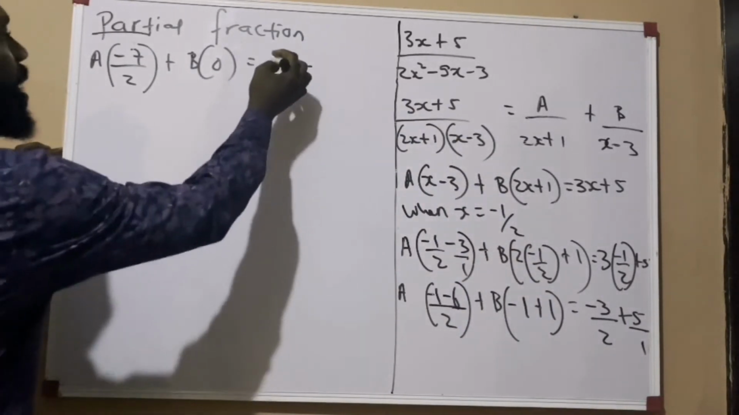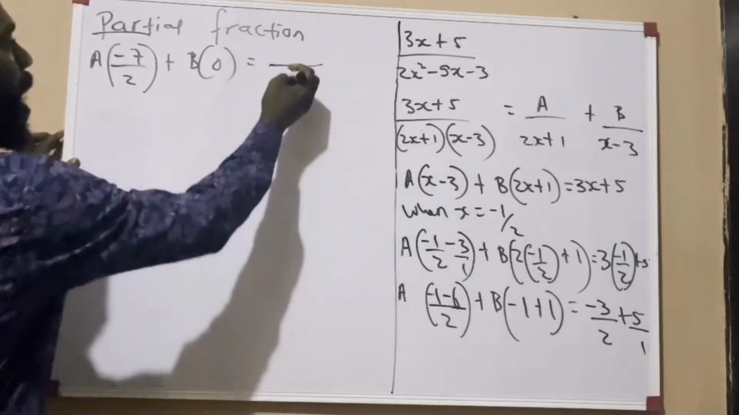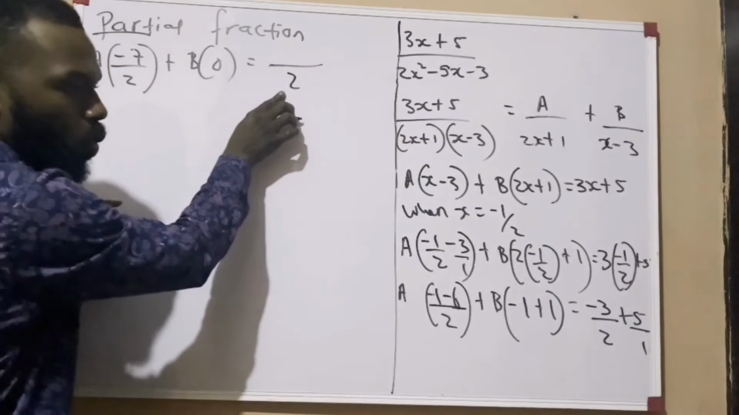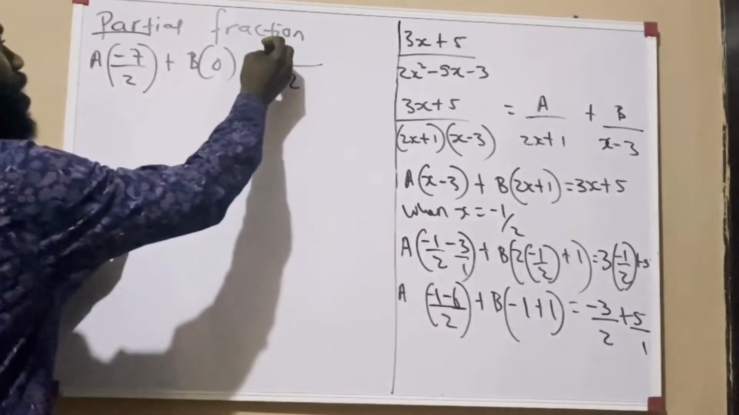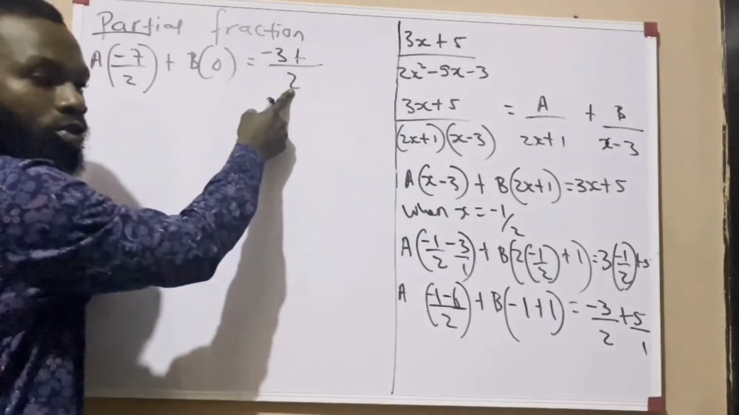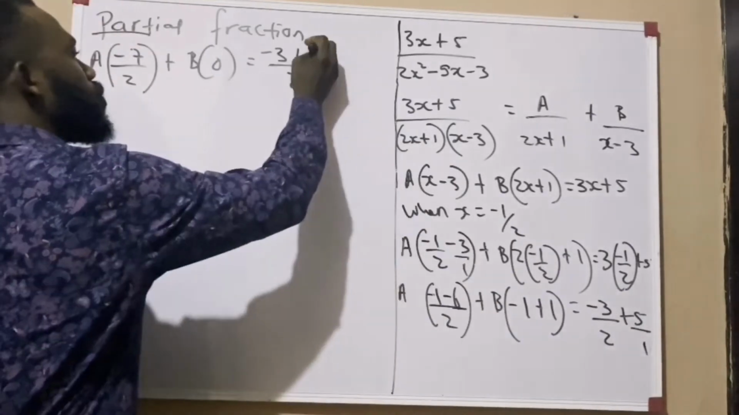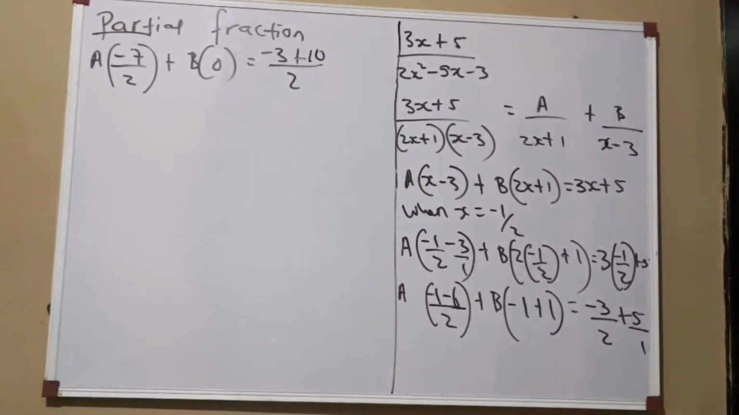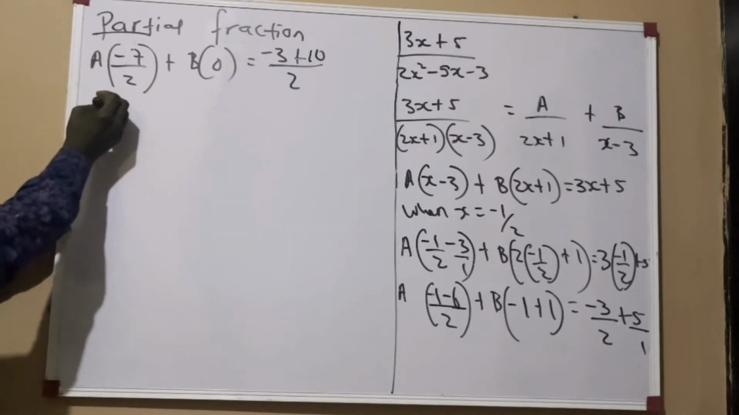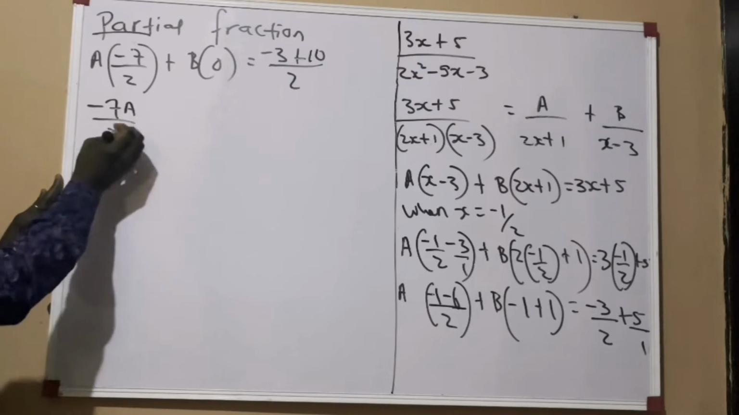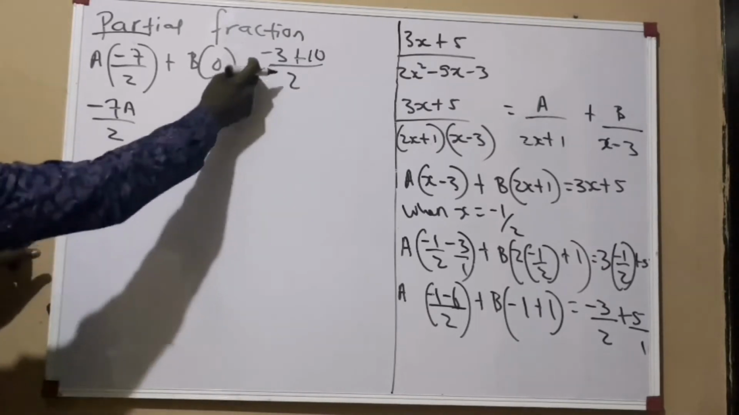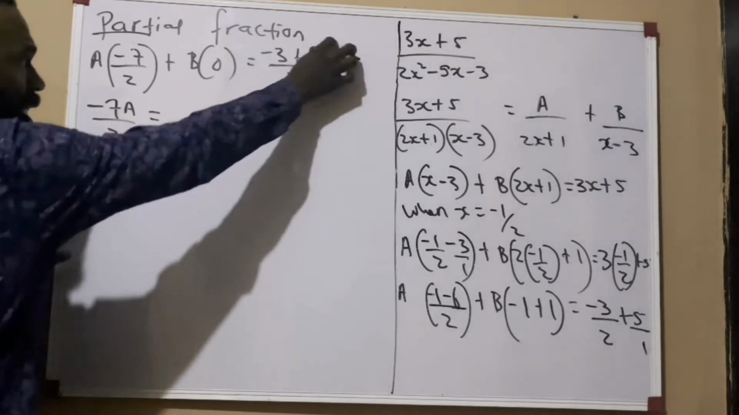The LCM. Now the LCM again of 2 and 1 gives us 2. Now 2 into 2 is 1, and 1 times minus 3 gives us minus 3, plus 1 into 2 is 2, and 2 times 5 gives us what? 10. So automatically what do I have? A times minus 7 gives us minus 7a over 2. Now b times 0 is 0, so this also equals 0, equal to minus 3 plus 10.